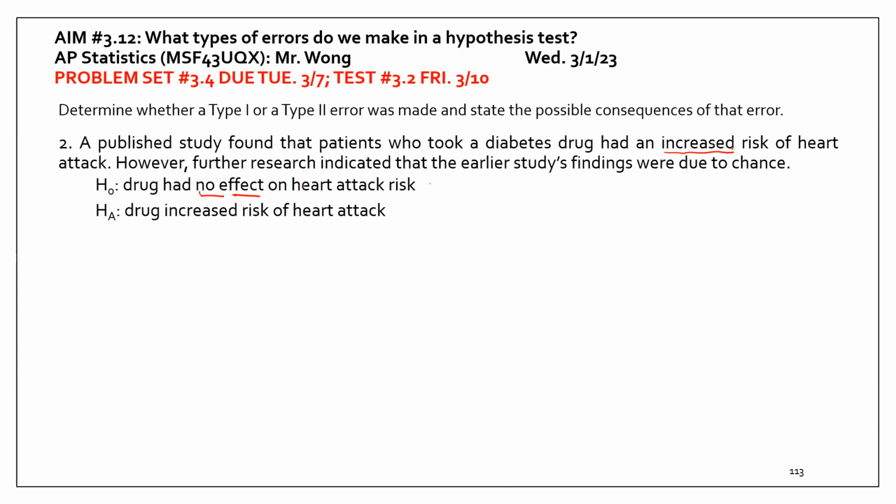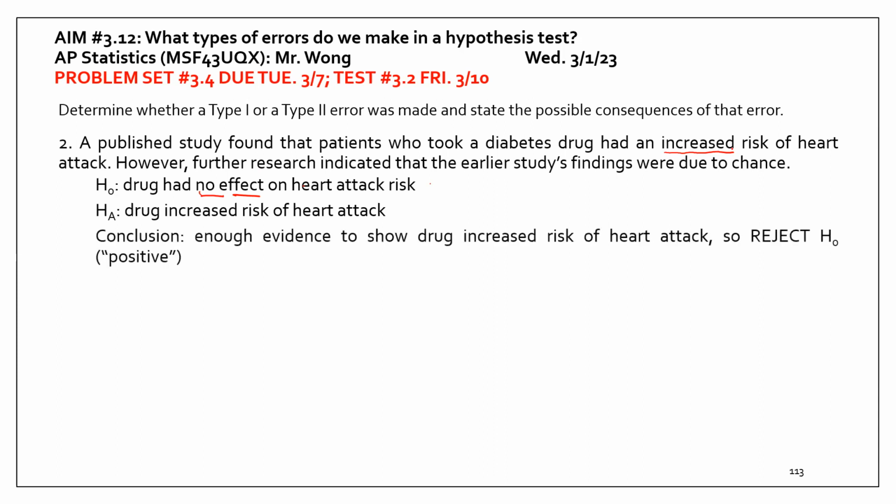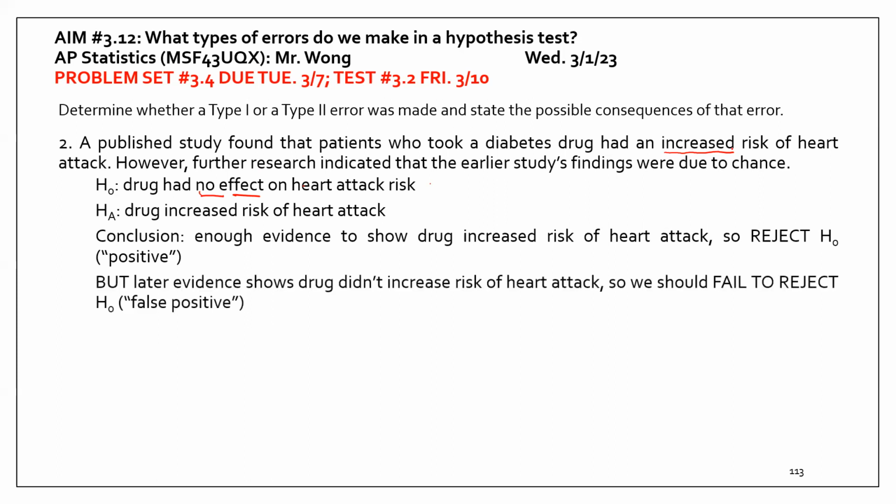However, further research indicated that the earlier study's findings were due to chance. So we concluded originally that there was enough evidence to reject the null hypothesis, which makes it positive. But further evidence showed the opposite, that the drug didn't increase the risk of a heart attack. So we should have failed to reject H0. So that is a false positive. Now, if it's a false positive, that is a type 1 error.